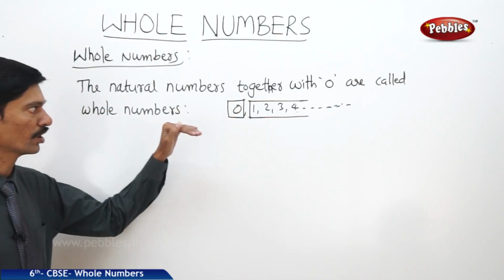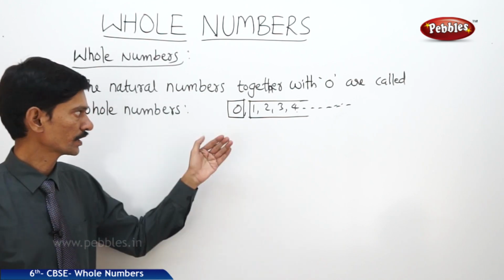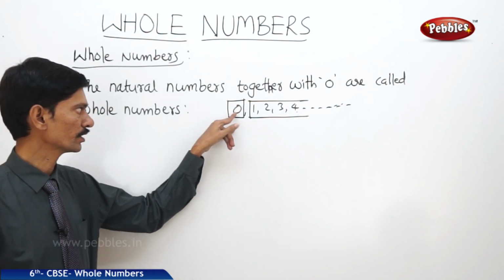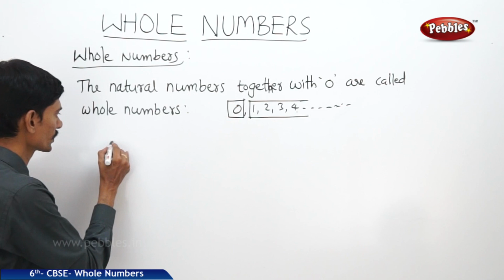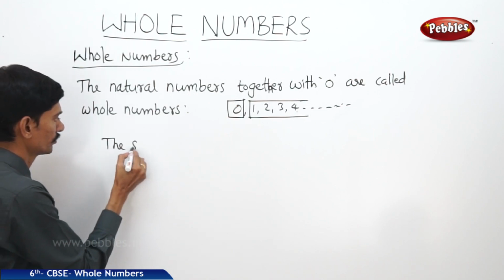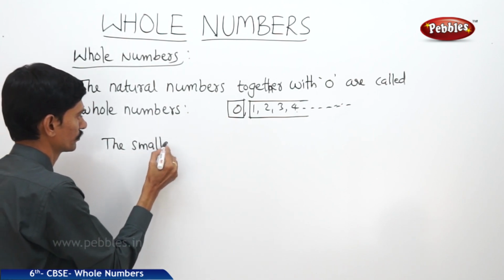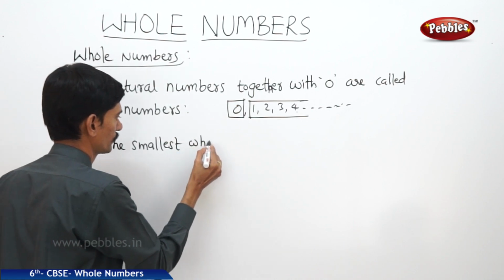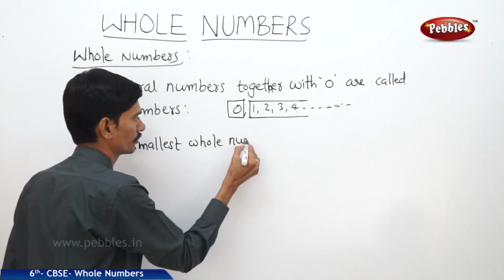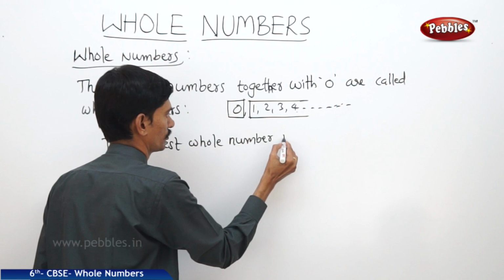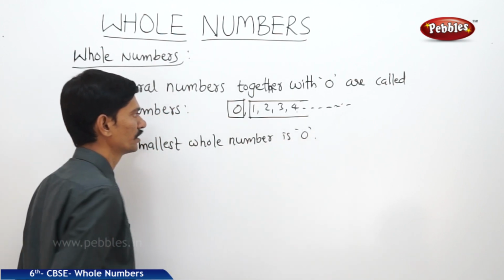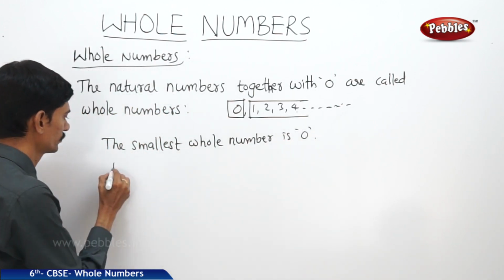Then what is the smallest whole number? So we can observe that the smallest whole number is 0, and there is no largest whole number.